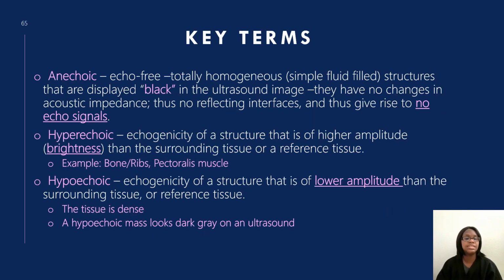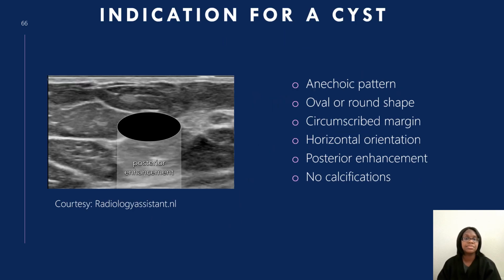And then we have key terms we use. We have anechoic, meaning the cyst or whatever lesion we found is black. Hyperechoic is bright. So you have your bone, your ribs, your pectoralis muscle. Hypoechoic, the tissue is dense. So it may look dark gray on ultrasound.